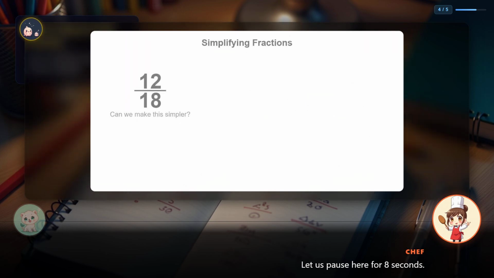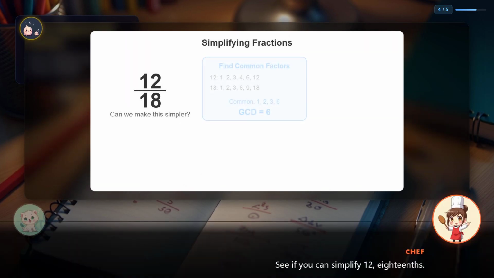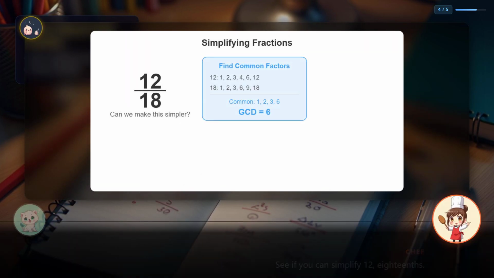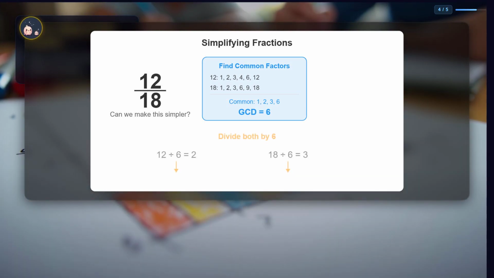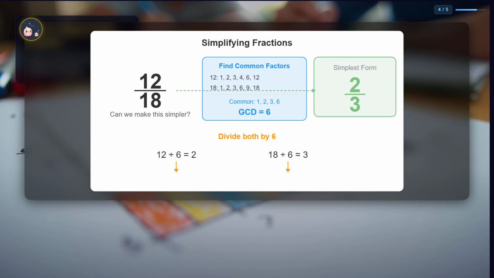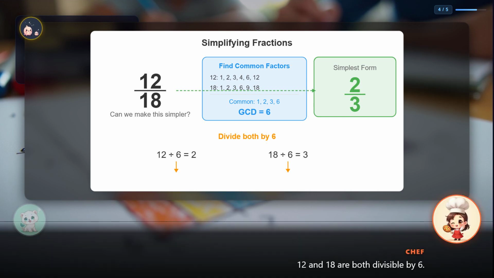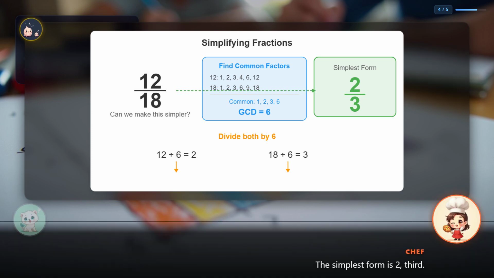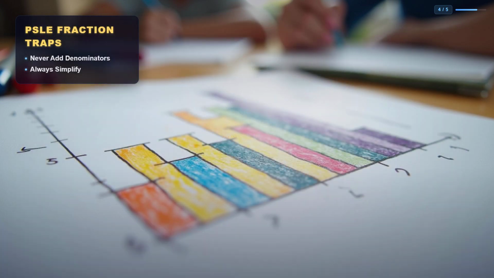Let us pause here for 8 seconds. See if you can simplify 12/18. 12 and 18 are both divisible by 6. 12 divided by 6 is 2. 18 divided by 6 is 3. The simplest form is 2/3.